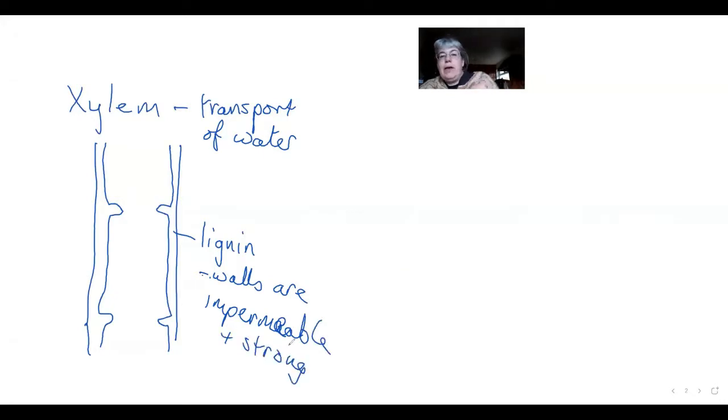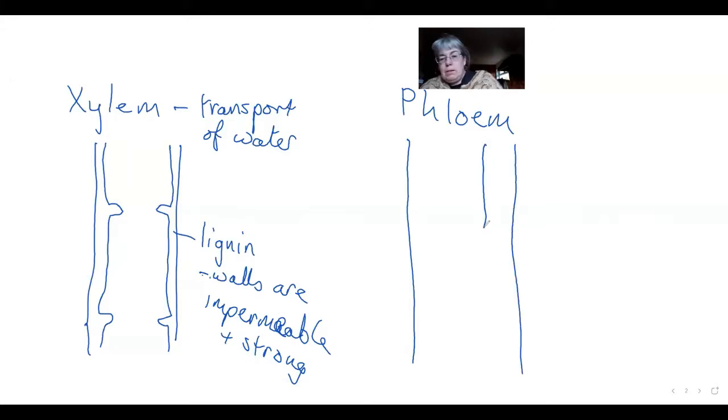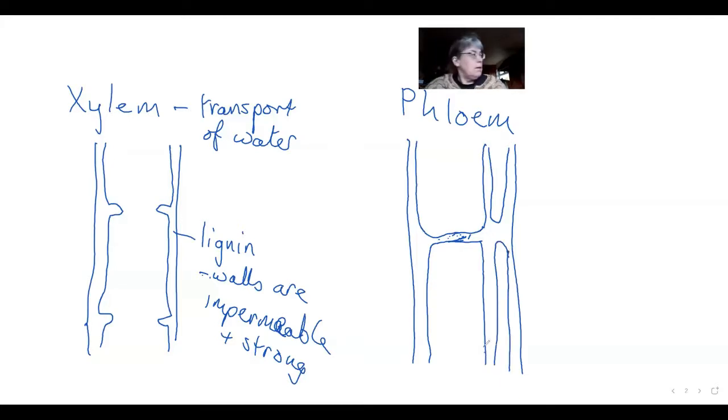Whereas if we go over to the other one, which is phloem, and things flow through phloem. And this time you have to have, it's sort of two cells really. It's got a tube like this, and there's a sieve plate. This has got holes in it, and you have a companion cell. That's interesting. Okay, so this is a tube with a sieve plate.